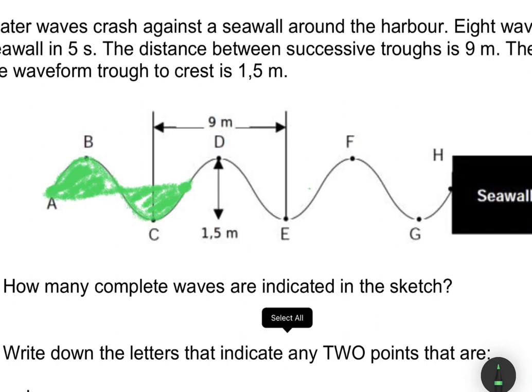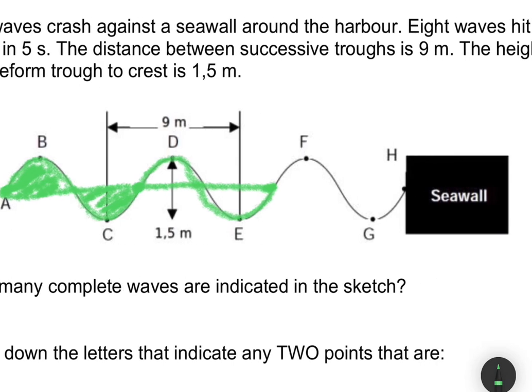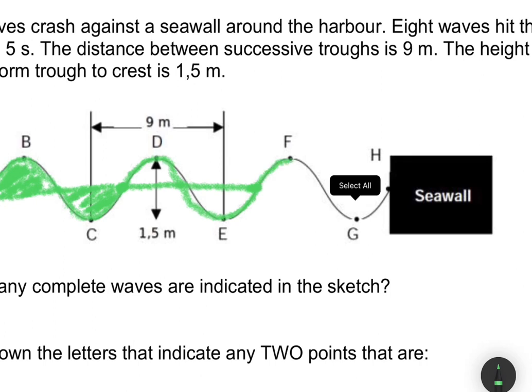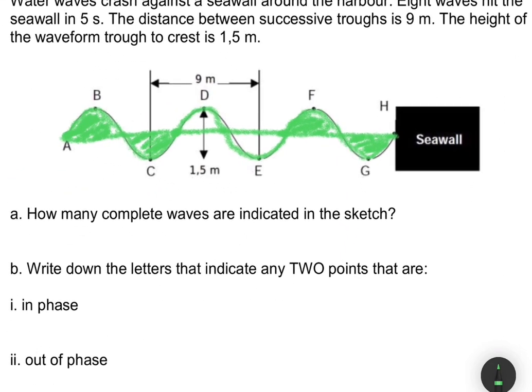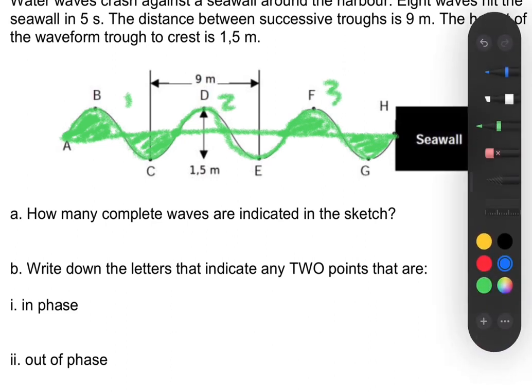And then from this point going to this point is another wavelength, because this half and this half will give you a complete cycle. And then from here, if we keep going up to this point, we're going to have another complete cycle, right? Let me just shade it so that it becomes pretty much clear. So you can see here from our sketch that we have 1, 2, 3 complete waves. So the answer to A here is supposed to be 3, right?